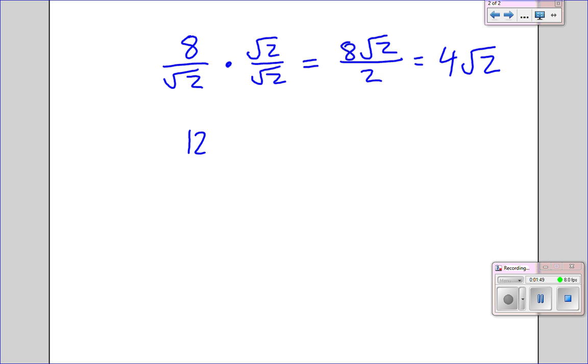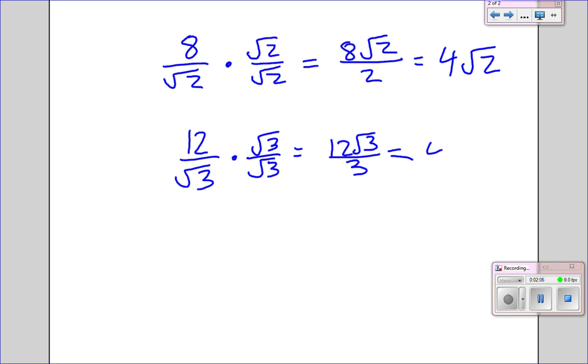So let's give you this one right here. Pause the video and try to rationalize that denominator. All right, so multiply top and bottom by square root of 3. The top becomes 12 square root of 3, and the bottom just becomes 3. Well, 3 goes into 12 4 times, so 4 square root of 3 is your final answer.